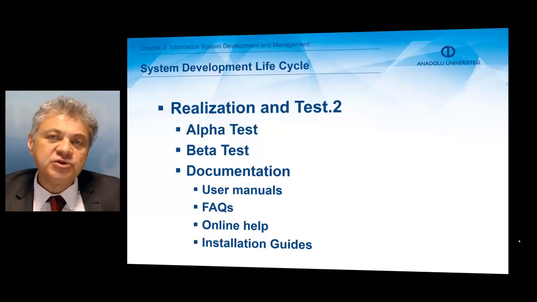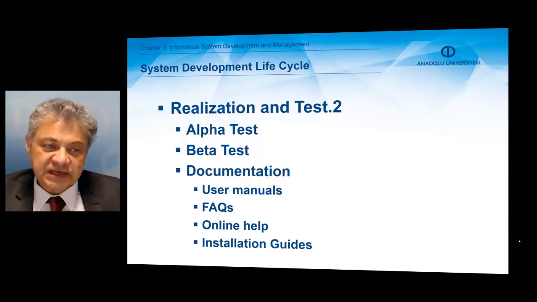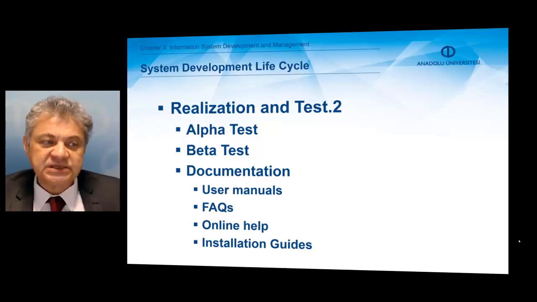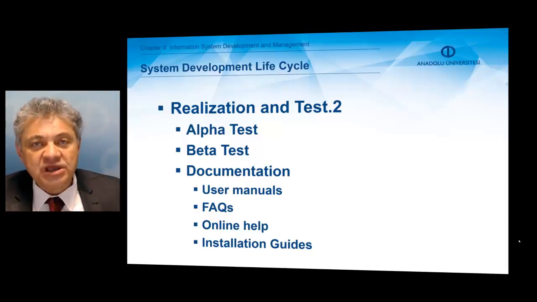Testing is performed in two steps, alpha test and beta test. In alpha test, we use hypothetical or sample data for testing the entire system. However, beta test is applied to the system with real data. This way, errors are detected for correction.